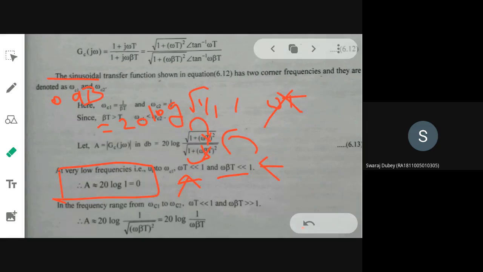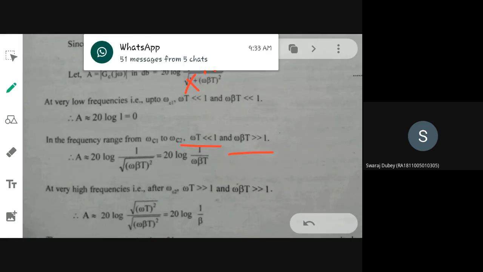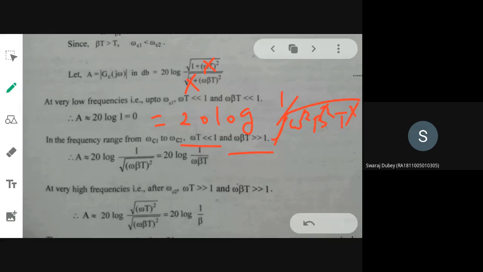Next, second case. You are considering omega t less than 1. So if you do that, this omega t will get cancelled. But omega beta t is greater than 1, so you cannot nullify it; you have to keep it here. So if you do that, the gain will be 20 log of 1 divided by the square root of omega square beta square t square, and the square and square root will get cancelled. So the formula for gain in this case will be 20 log 1 by omega beta t.